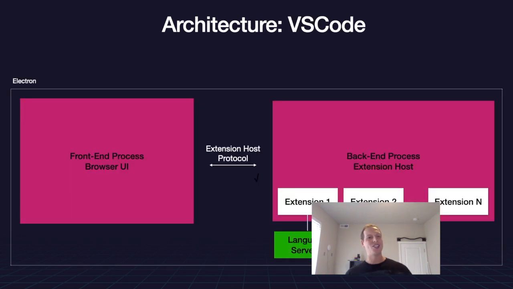All right, let's shift gears, talk about VSCode's architecture. VSCode is an Electron app with a front-end process, which is a browser UI, and a back-end process called the extension host. And this orchestrates the Visual Studio Code extensions. Those might spin up their own language servers, and it handles sort of the mediation of those. And they talk to each other via that extension host protocol, that giant file that I showed earlier.